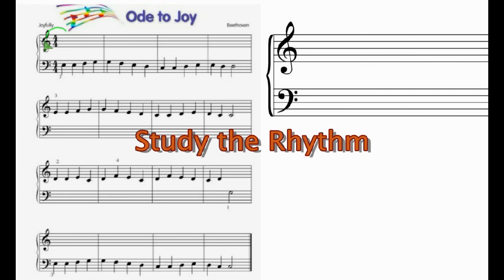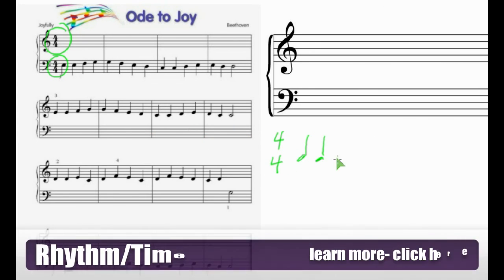So checking the rhythm in this piece, we see that it's written in 4/4 time, and music that's written in 4/4 time has 4 quarter notes in a measure. So 4/4 time, we will count this as 1, 2, 3, 4. And we can see this in the music, 1, 2, 3, 4.